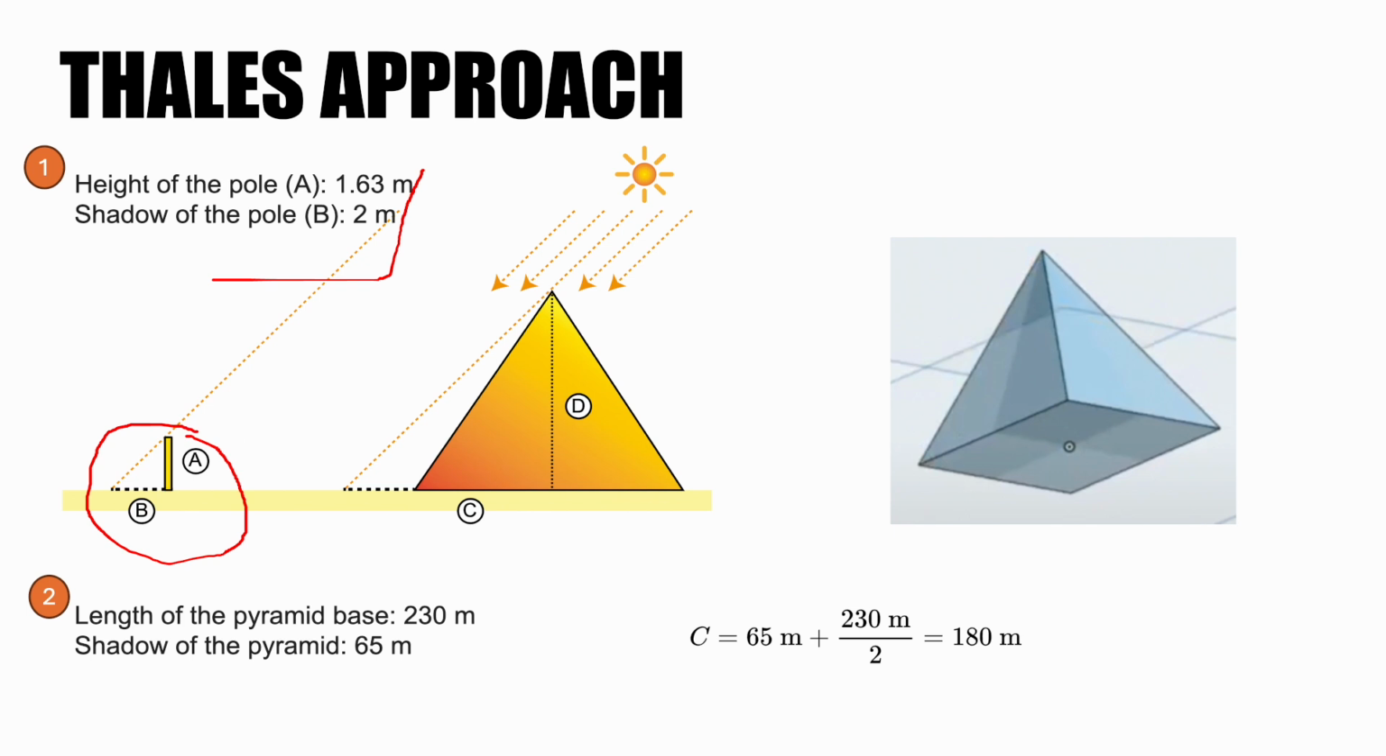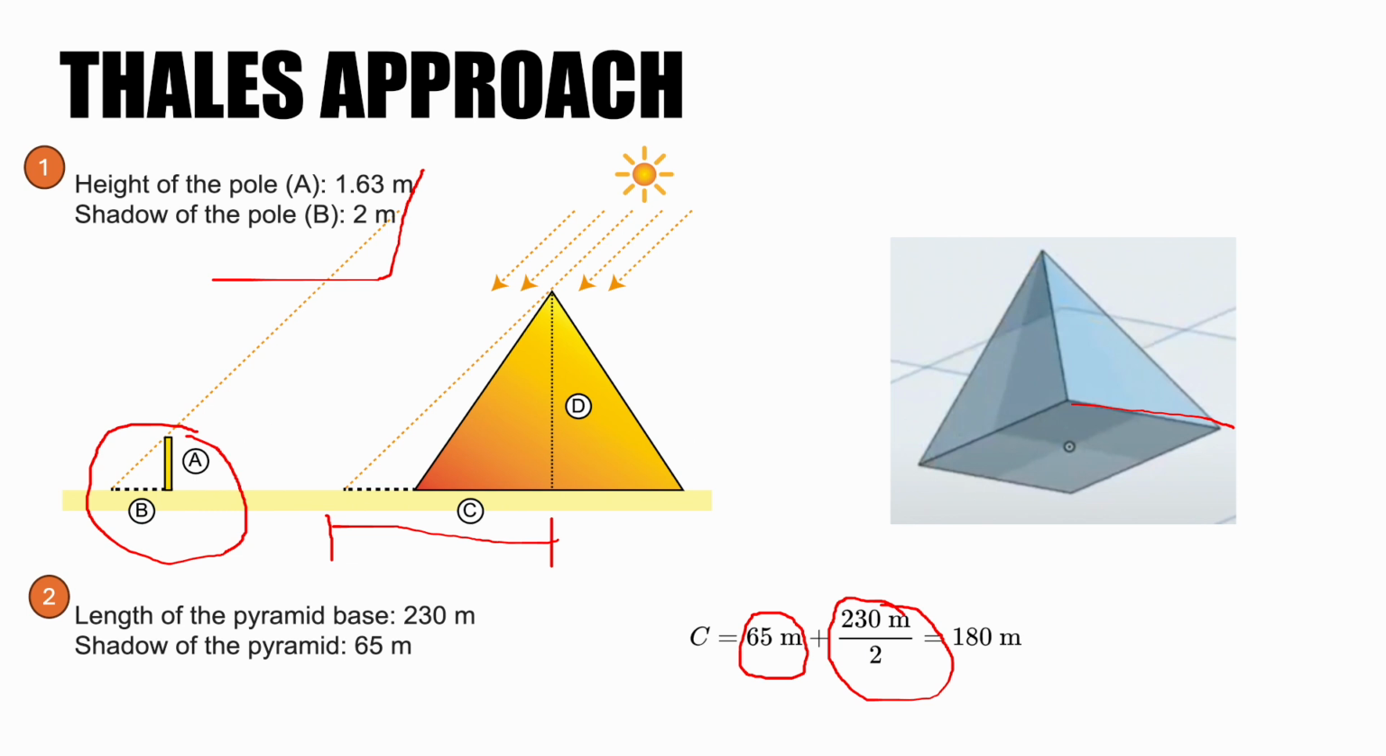Then, the pyramid of Giza is an almost square-shaped pyramid, so it was very easy to calculate one side of the square, and he divided one side of the square by 2. So 230 divided by 2 is basically half of the side of the square, and then he added the shadow. The shadow was 65 meters. So what has been ascertained here is C, which is basically from here to here. This distance he called C.